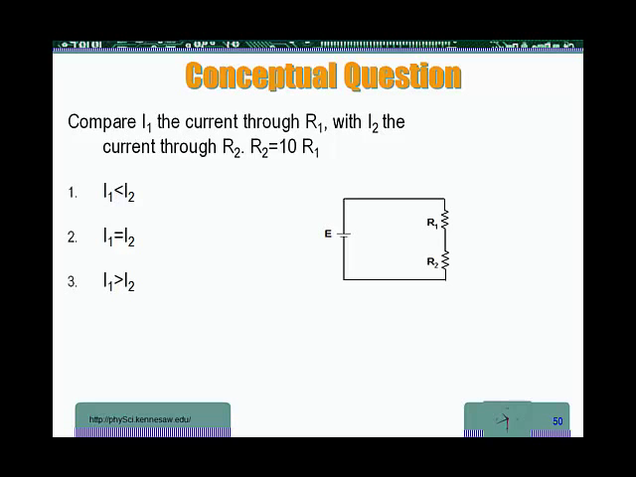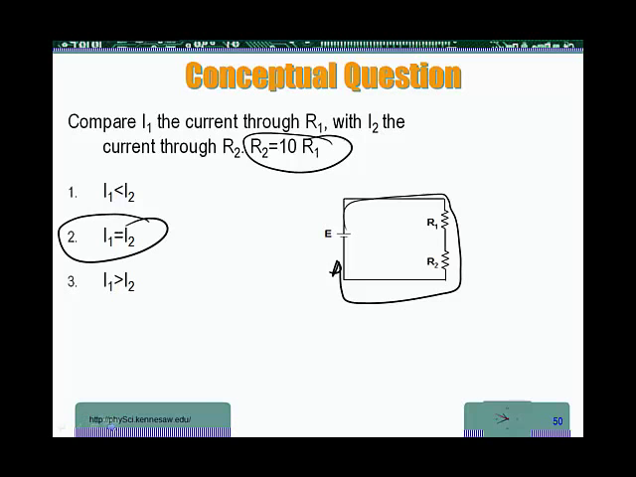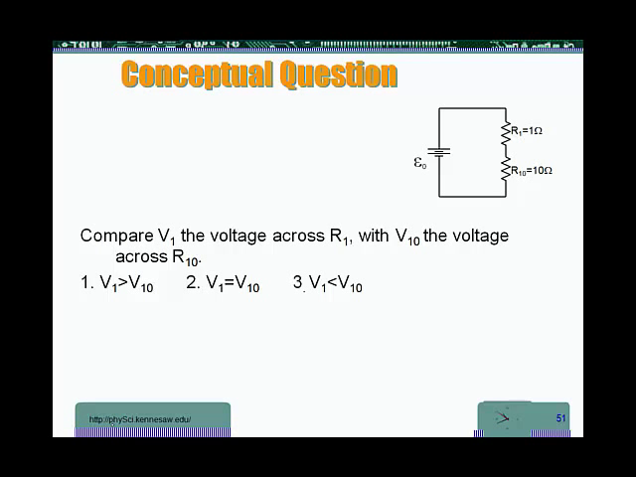Okay, let's see. We have another question here. Compare the current through R1 with I2, the current through R2. And we have a big difference between R2 and R1. The thing here, we have only one path for the charges to move through, so the current has to be the same. Both resistors are in series.